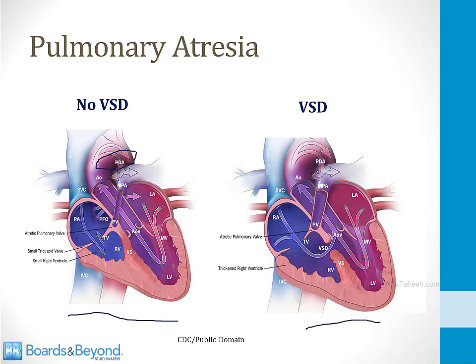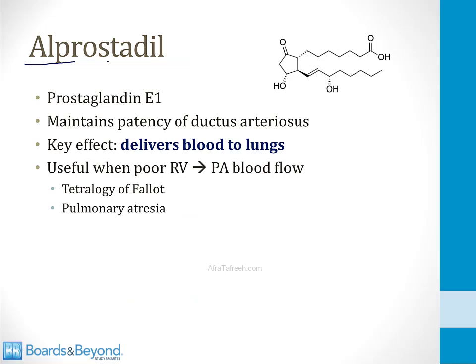On the right side of the screen is a heart which has a VSD. In this case, the right ventricle can pump blood to the left ventricle, which can pump it to the aorta, and then the PDA will deliver blood to the lungs. So let's talk about alprostadil.